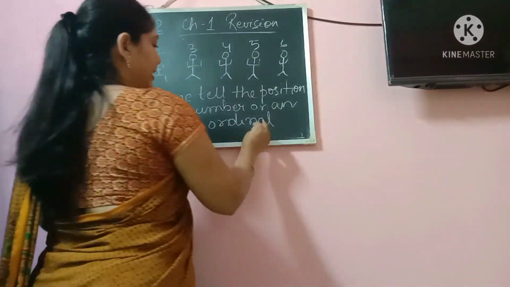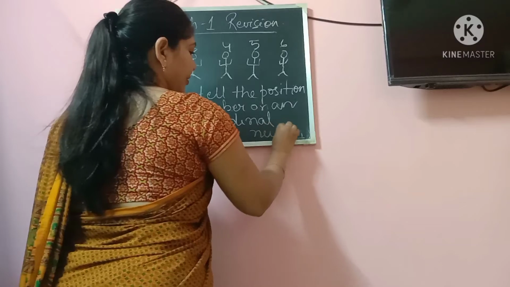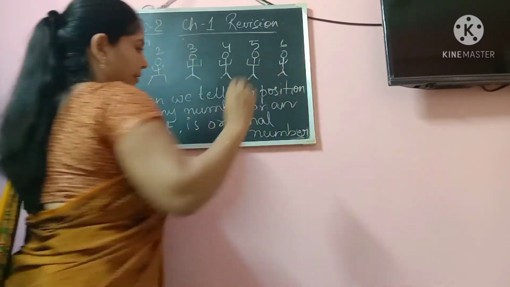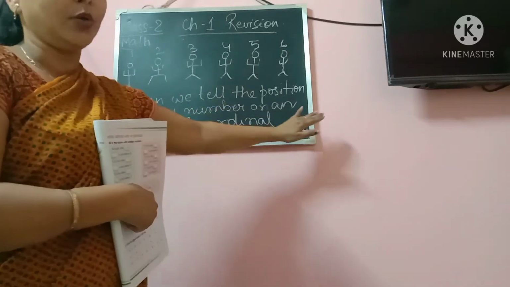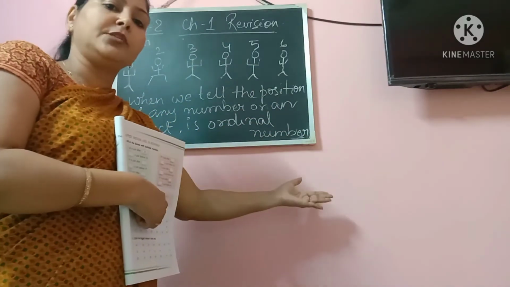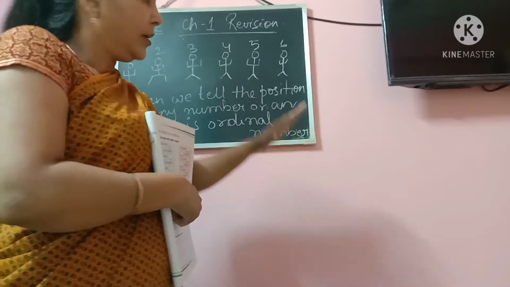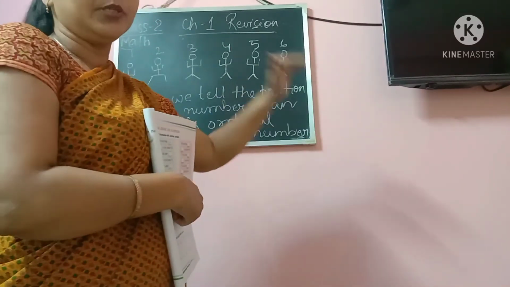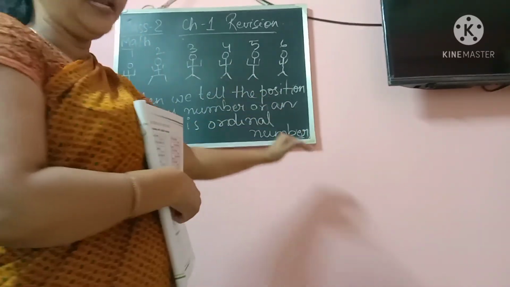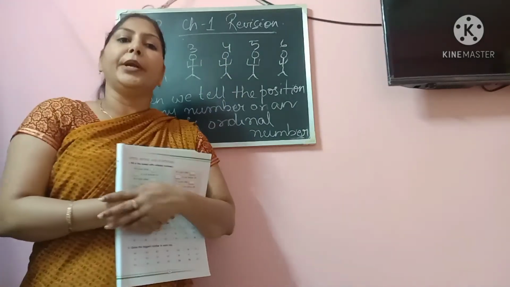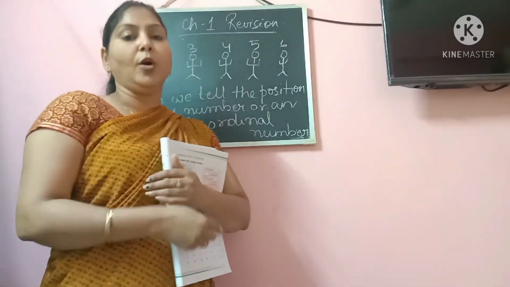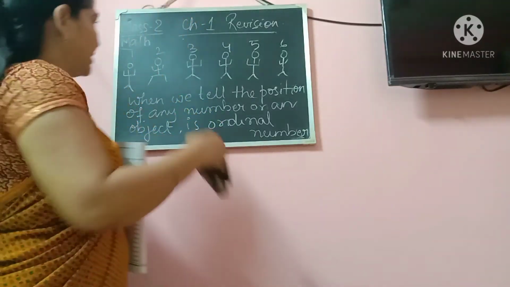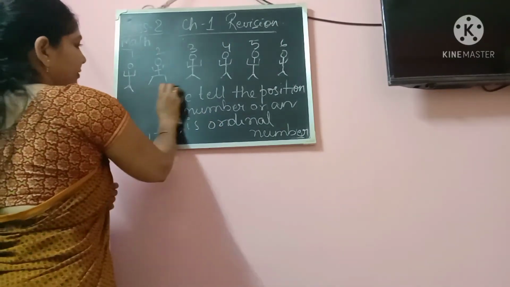And how do we write that ordinal number? There is a way. Okay, so what is an ordinal number? When we tell the position, or in place of position you can also write order. So when we tell the order or position of any number or any object, we call that an ordinal number. Now how to write the ordinal number? Like the first child here.